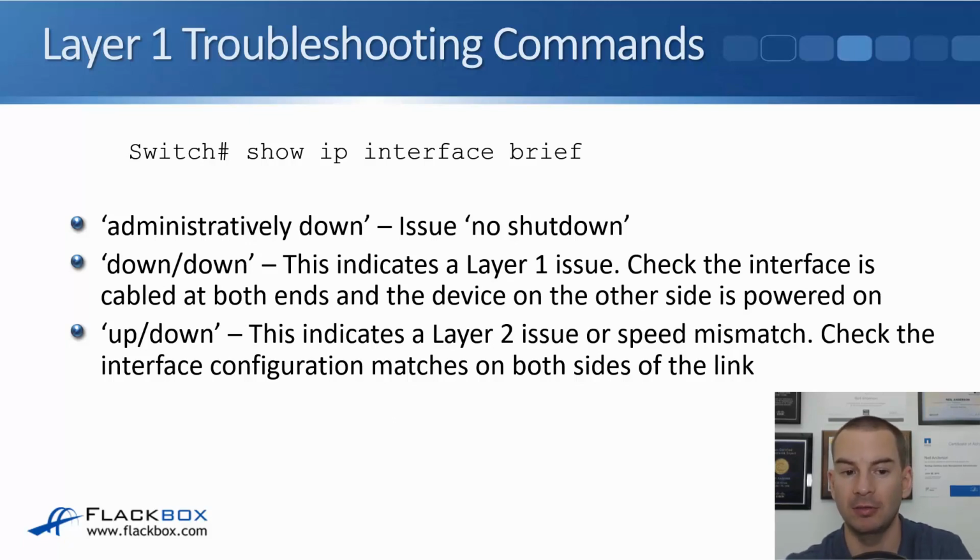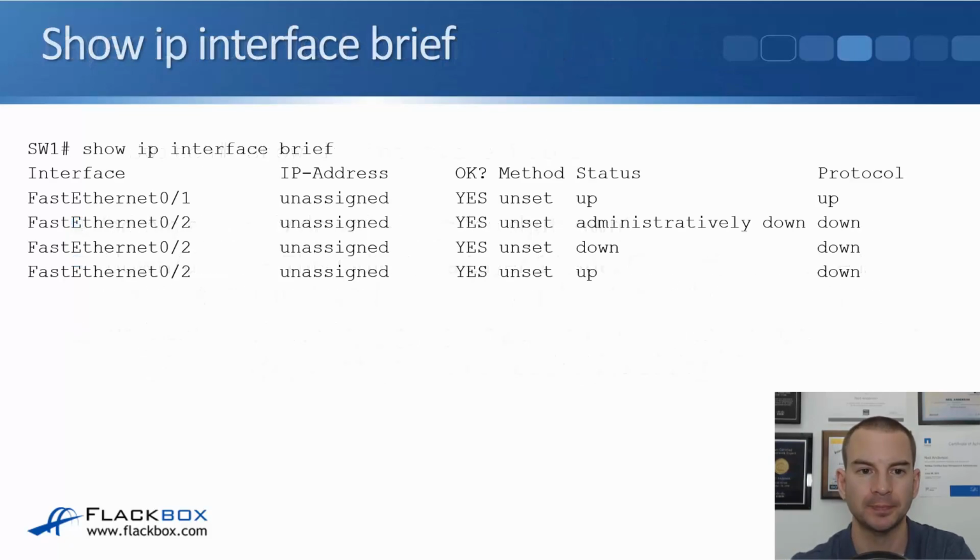The last setting you can have there for the status in a show ip interface brief is up down. That typically indicates a layer 2 issue or a speed mismatch. So in this case, check the interface configuration is the same on both sides of the link. A common issue would be if you've got different VLAN settings on both sides of the link. We'll talk about that more later when we get to the VLAN section.